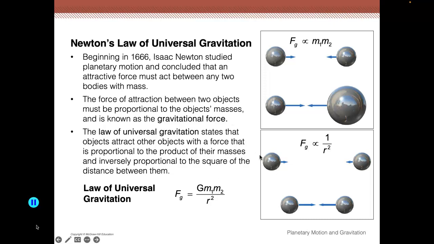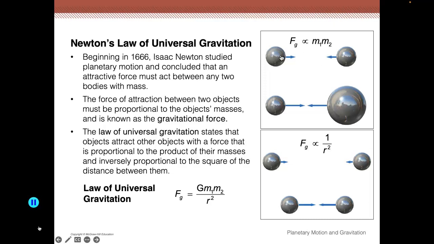So what do we understand about this? That the masses make a difference. So if we have two objects that are the same mass, like here, they have a different force than when we have two objects that have different masses. Okay, so it's saying that the attraction is proportional to their masses. So the bigger the object is, the more attractional force it has.